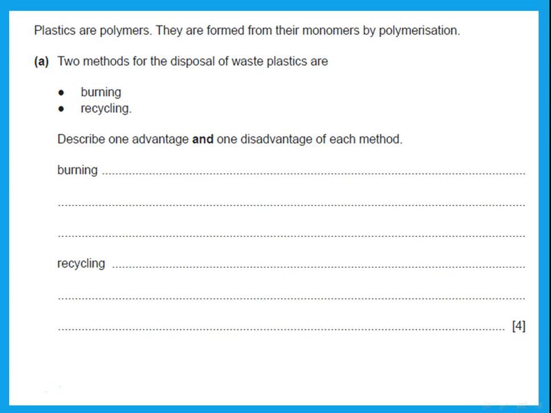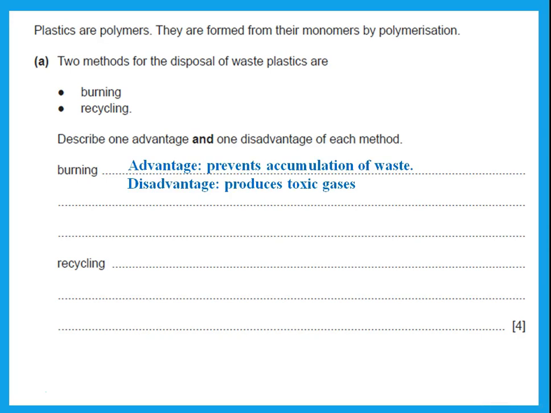Okay? Plastics are polymers. They are formed from their monomers by polymerization. 2 methods for disposal are burning and recycling, and he wants you to give 1 advantage and 1 disadvantage of each method. So, advantage of burning or disadvantage of burning, what would be that? Of course, if you burn the polymers that are disposed of, then we prevent accumulation of waste. But the disadvantage is, we said, when we burn polymers, this produces toxic gases.